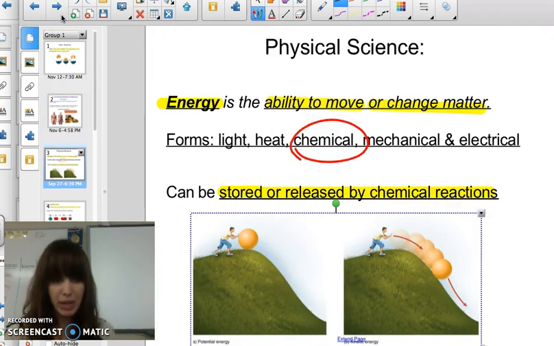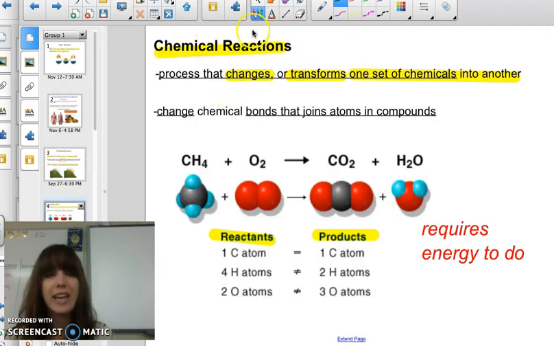When we're talking about chemical reactions, they require energy. And energy is the ability to move or change matter. It can be stored or released by chemical reactions. So let's take a look at a chemical reaction. It's anytime a molecule changes or transforms from one set of chemicals into another. What you see is that these chemical bonds are broken and rearranged into new compounds. The atoms are not being created or destroyed, they are just being rearranged.